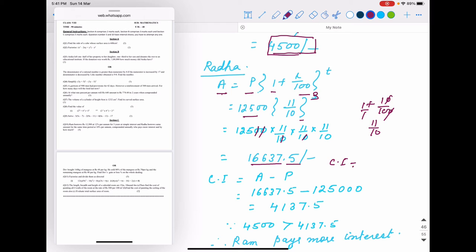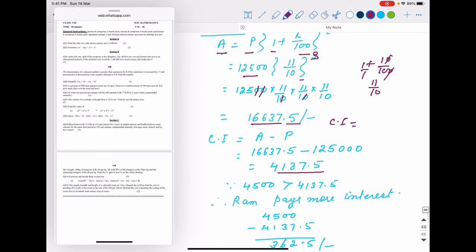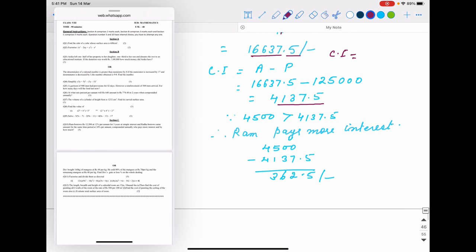So what is compound interest? We know it is the difference between amount and principal. So it is 4137.5. Now one more question is there: by how much, who pays more? Ram pays more interest as 4500 is more than 4137.5. By how much? If we take the difference, it is 362.5.